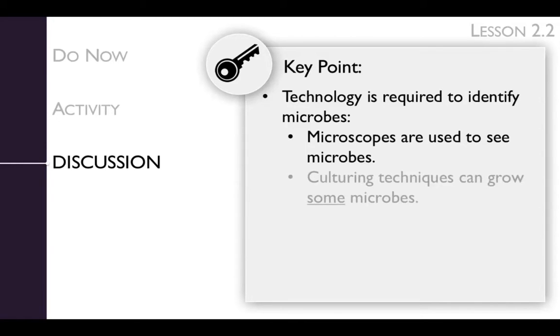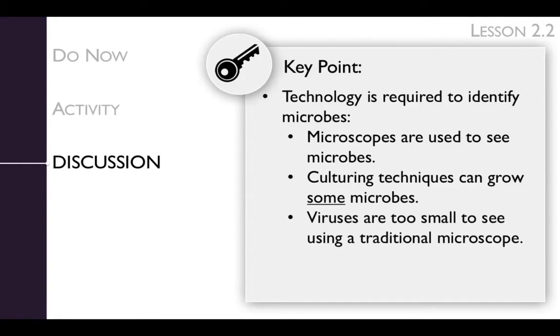Microscopes are used to see microbes. Culturing techniques can grow some microbes. Viruses are too small to see using a traditional microscope, and filters can separate viruses from bacteria.